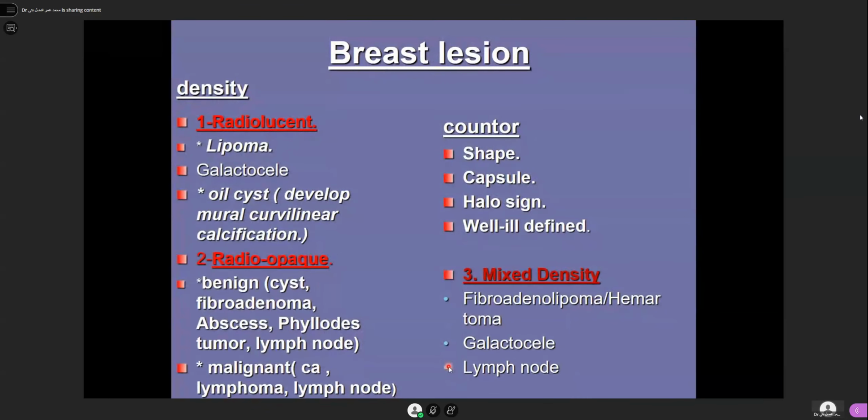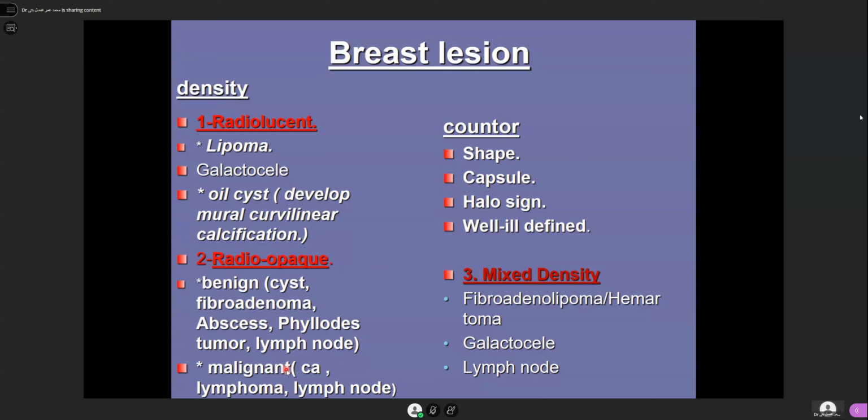Okay, now we will talk about breast cancer, breast lesions. If we find a breast lesion on a mammogram, it can be a radiolucent mass, or a radiopaque mass, or sometimes we can find a mixed density mass. If we find a radiolucent mass, it can be a lipoma, a galactocele, or an oil cyst. If we find a radiopaque mass, it can be benign or malignant. Benign masses include cyst, fibroadenoma, abscess, phyllodes tumor, lymph node, and malignant masses may include DCIS, lymphoma, or maybe a malignant lymph node.